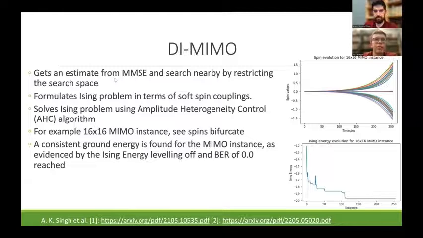So in the previous slide, we saw more of a system level approach, but here we're really focusing on the Ising solver component of DI MIMO. And so the Ising machine that we implemented here is implementing the amplitude heterogeneity control algorithm, or AHC.